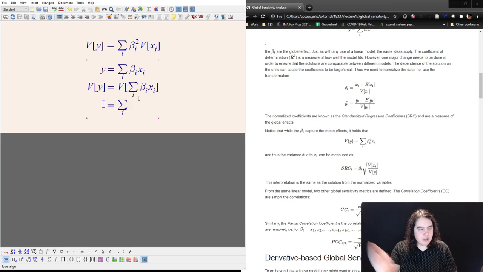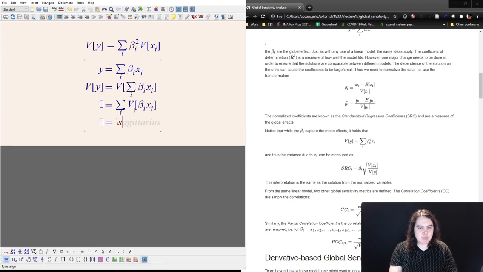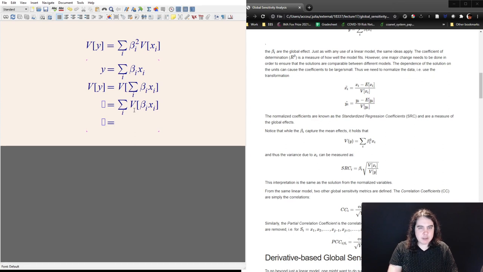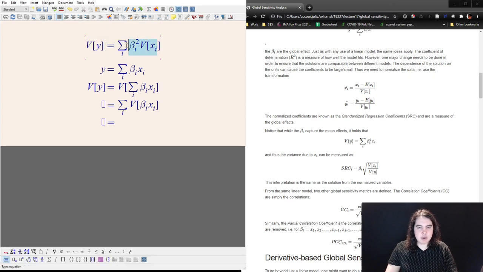So if you look up the properties of variance, you'll see that this is a relationship that you can swap with the sum if you also get rid of the correlation terms. So you say that this is beta_i x_i, and then to pull a scalar out of the variance, remember that you have to square it. And so that's how you get to the formula that's right here, right?